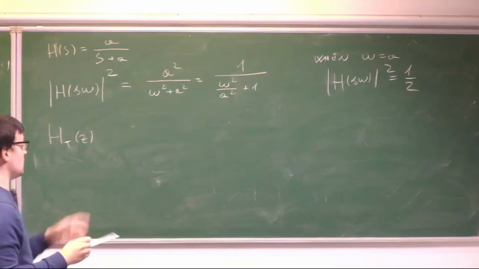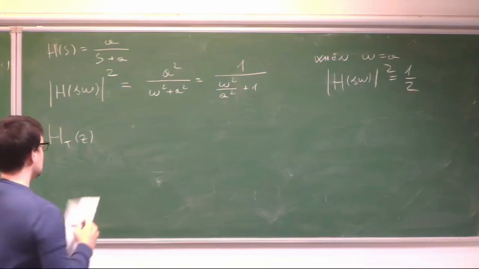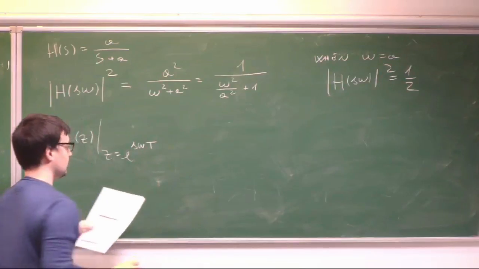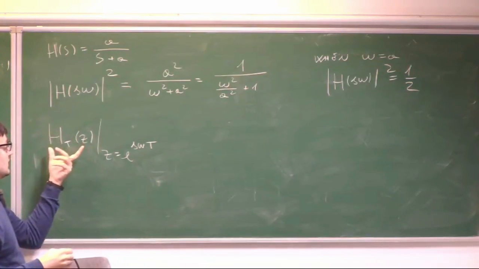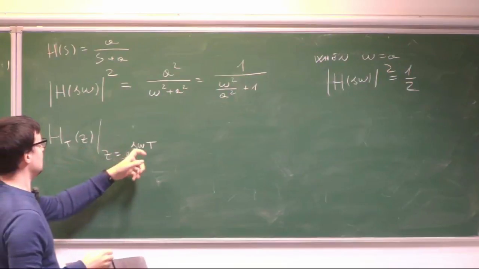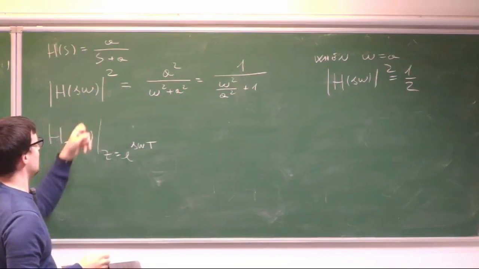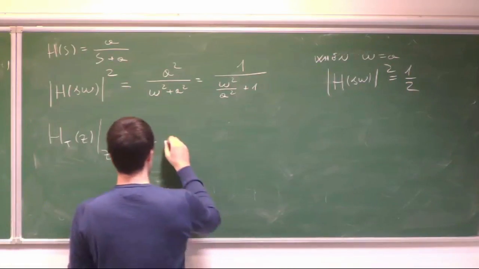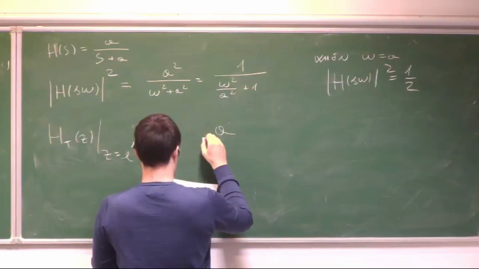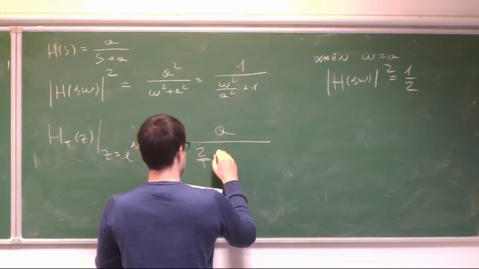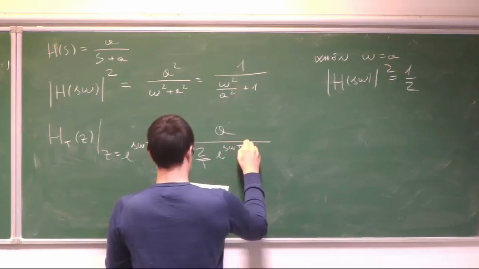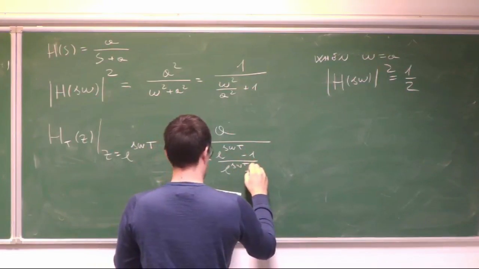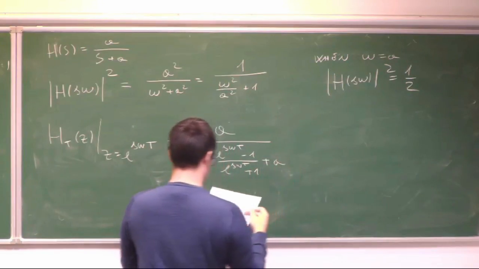And the first thing is we have to compute the frequency response of this. To do so, we have to replace z with e^{jωT}, okay? Because we saw that in the z domain, the frequency response is not found by replacing just jω, but actually we have to replace z with e^{jωT}. So this is equal to a divided by (2/T)(e^{jωT} − 1)/(e^{jωT} + 1) + a, okay?